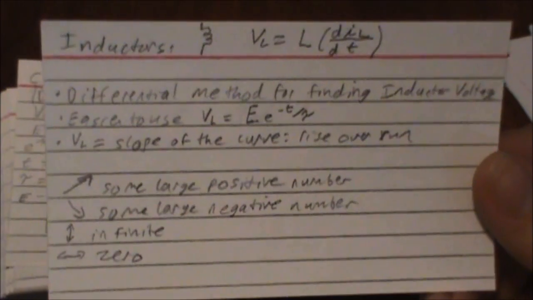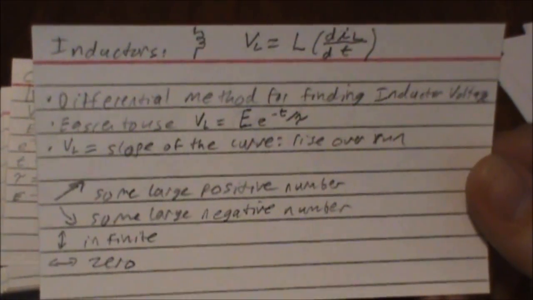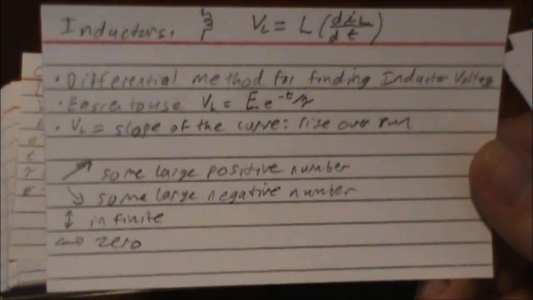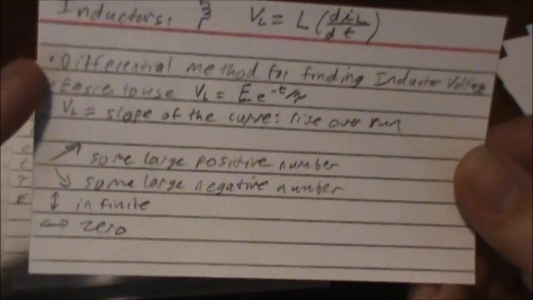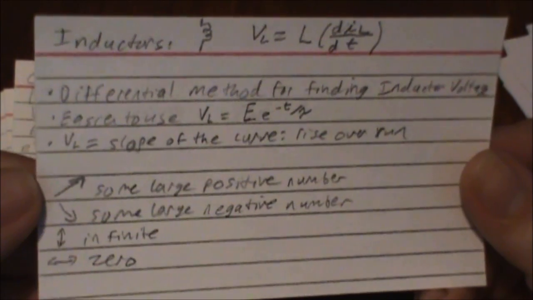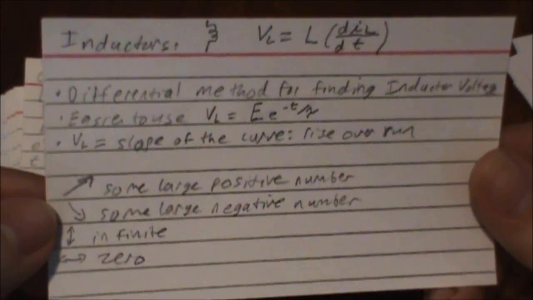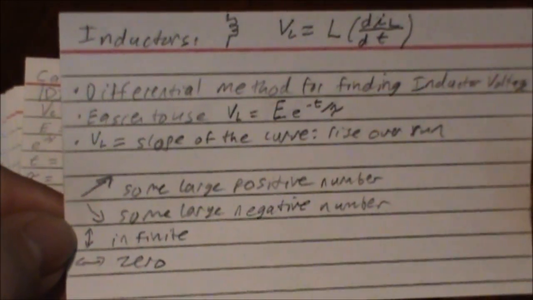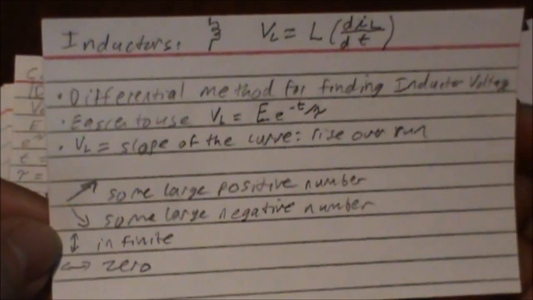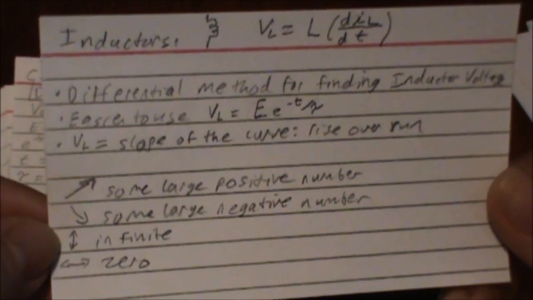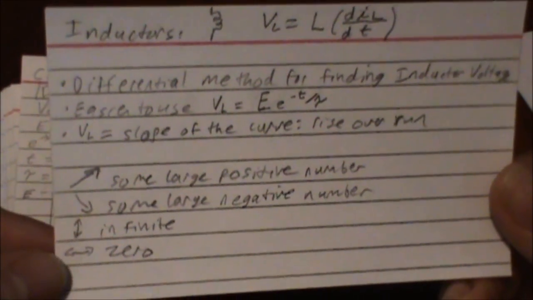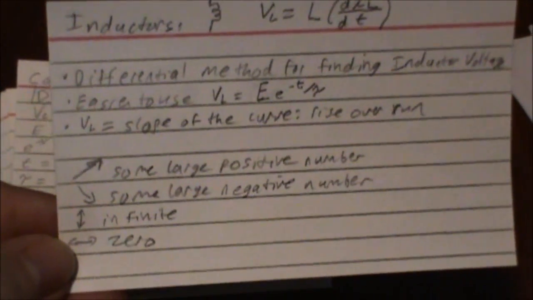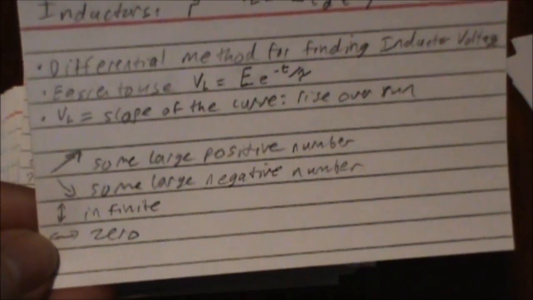And it is easier really to use the exponential function as this card mentions. If it's going up, there's some large positive number. If it's going down, there's some large negative number. If it's straight up and down for your curve, then it's an infinite change at that particular time. And if it's straight flat, then there is 0 change over time. Think of it as your timeline going left and right.